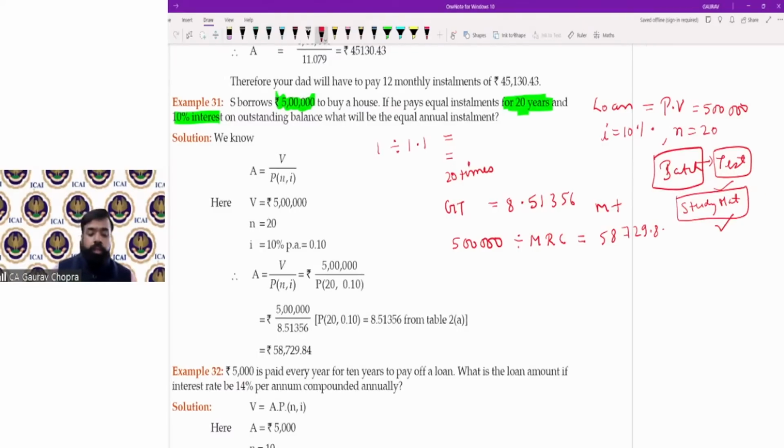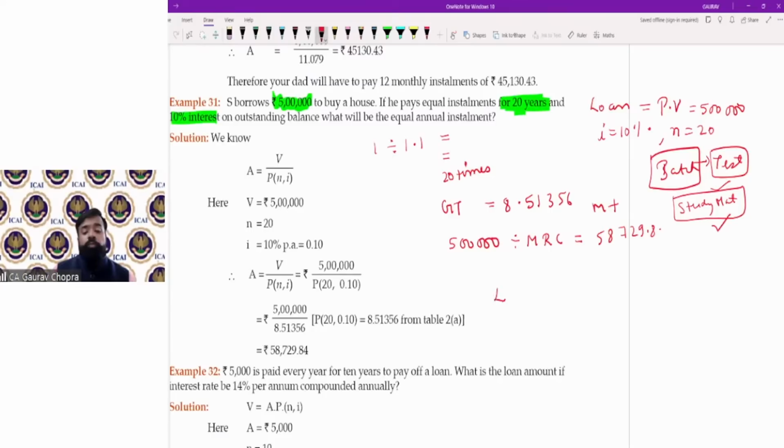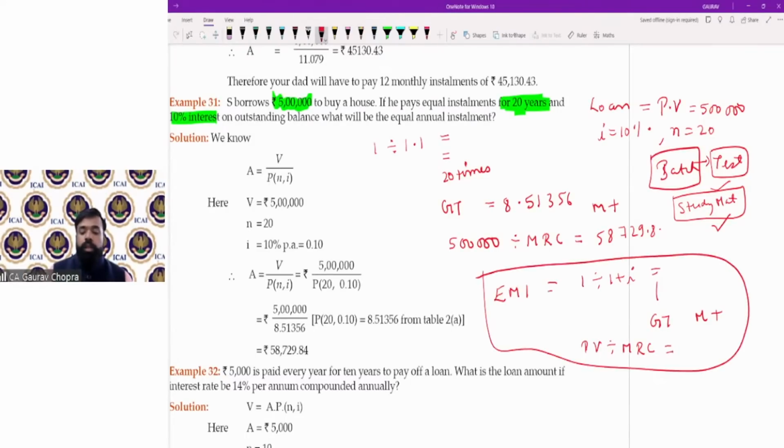So now in this question, whenever you have to calculate EMI, जब भी आपको EMI calculate करना है, so what is the trick? 1 divide by 1 plus I, then press equal to according to number of years, then GT. After GT, use M plus button. Then present value divided by MRC, press equal to, you will get the answer. So all this can be done simply on your calculator. No need to write anything. So this complete lengthy question can be solved on the calculator. Okay. So let's have some practice based on this.